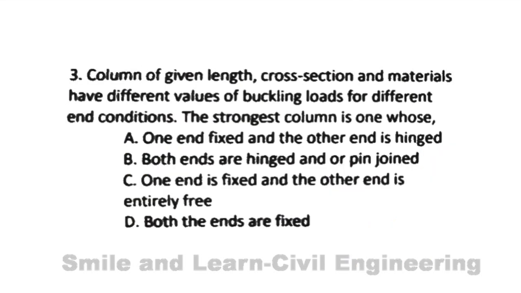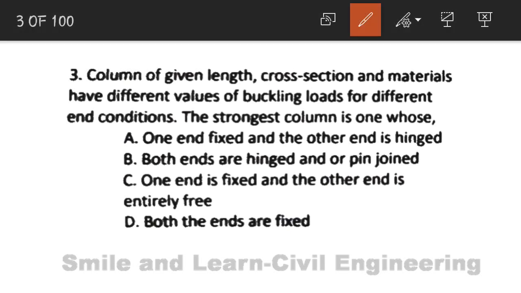Columns of given length, cross section and materials have different values of buckling loads for different end conditions. The strongest column is one, so which one will be that strongest one? Whose length is equal to L by 2. So that is whose effective length is equal to L by 2, both ends fixed. So L effective will be L by 2.